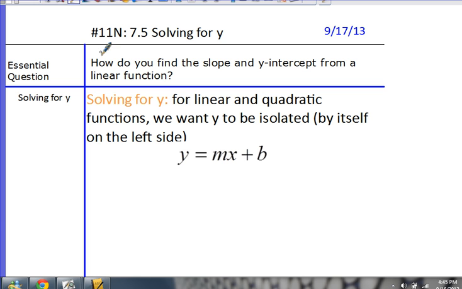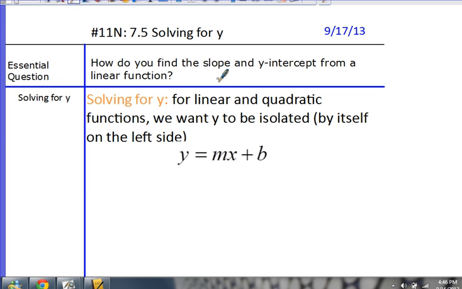So the essential question is, how do you find the slope and y-intercept from a linear function? Don't forget that the essential question is what you should be answering during the notes. So go ahead and highlight the essential question. If you answer it during the notes, you can write your summary before the end of the lesson. As soon as you find the answer, go ahead and write your summary right then and there, so you don't forget what the answer was.